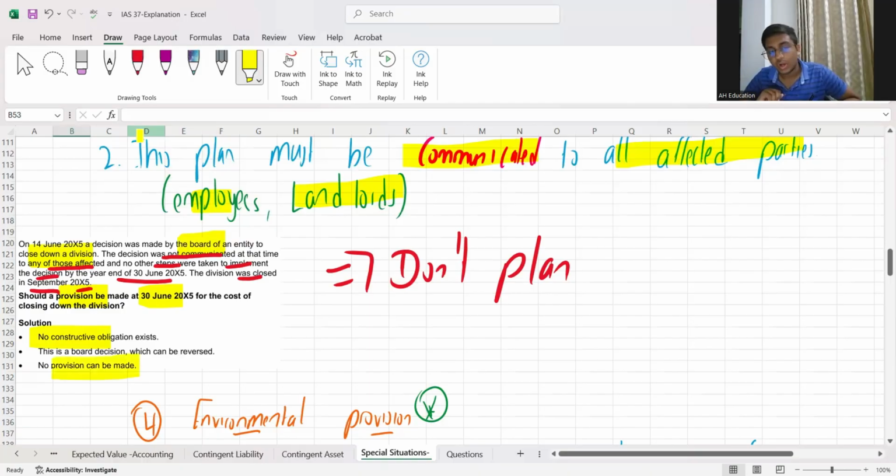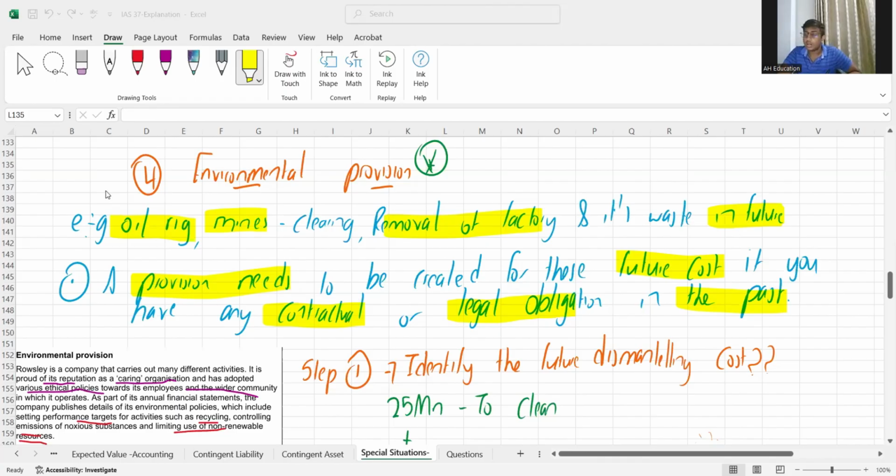Therefore, you all do not recognize any provision. Okay, now let us look at something which is quite important in terms of IAS 37. If IAS 37 is tested as an MCQ, this is one of the parts that it can be tested. Okay, environmental provision. In terms of environmental provision, there are so many examples.